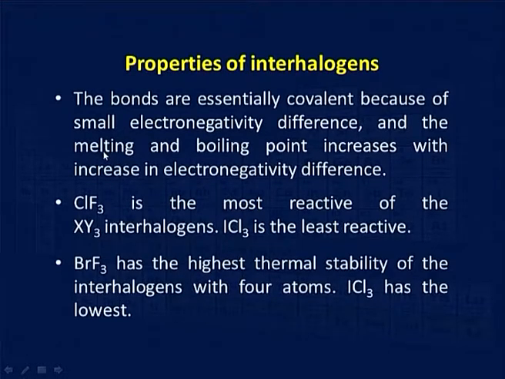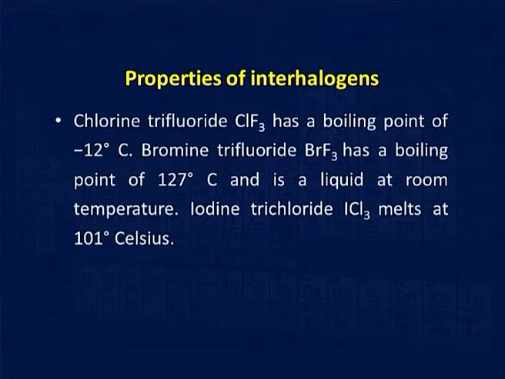Iodine trichloride is the least reactive in the group. Bromine trifluoride has the highest thermal stability of the interhalogens with 4 atoms, and iodine trichloride has the lowest. Chlorine trifluoride has a boiling point of minus 12 degrees centigrade. Bromine trifluoride of the same group has a boiling point of 127 degrees centigrade and is a liquid at room temperature. However, iodine trichloride, ICl3, melts at 101 degrees centigrade.